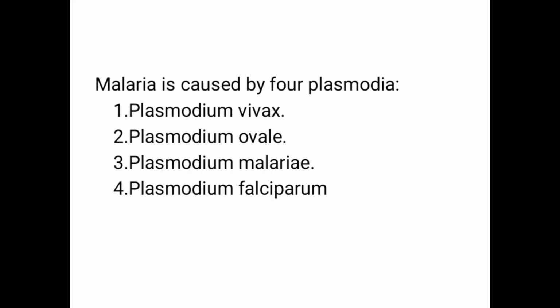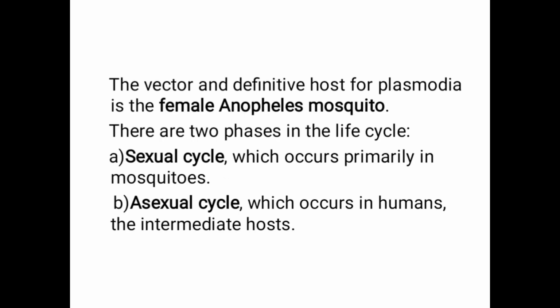Malaria is a tropical disease caused by four plasmodia, either Plasmodium vivax, Plasmodium ovale, Plasmodium malariae, or Plasmodium falciparum. The vector and definitive host for Plasmodia is the female Anopheles mosquito. There are two phases in the life cycle of this parasite: the sexual cycle, which occurs primarily in the mosquito, and the asexual cycle, which occurs in humans, the intermediate host.